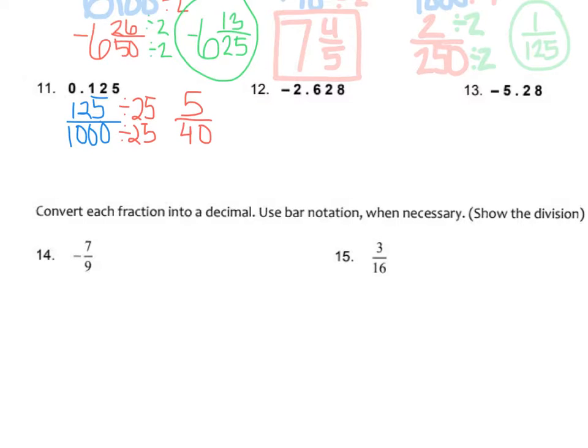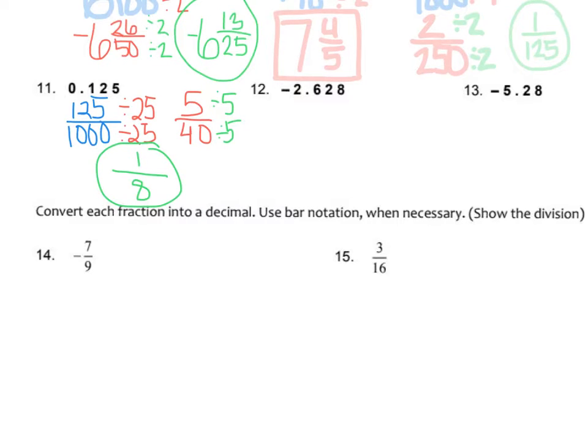Can I simplify some more? I think so. So now I'm going to divide by 5 on the top and the bottom. 5 divided by 5 is 1. 40 divided by 5 is 8. So my final answer is 1/8.